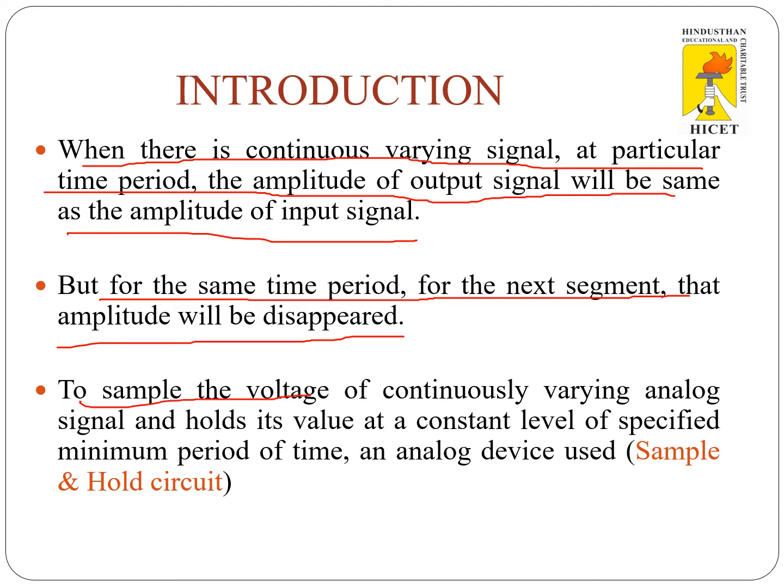To sample the voltage of continuously varying analog and digital signals, and hold its value at a constant level for a specified minimum period of time, the analog device which is used is nothing but the sample and hold circuit. So we have two operations to be performed: one is sampling and the other is holding. In sampling operations, the output signal will be following the input signal. It means that whatever the input signal is, the same signal appears in the output signal when sampling is done.